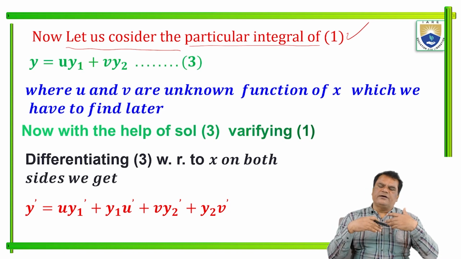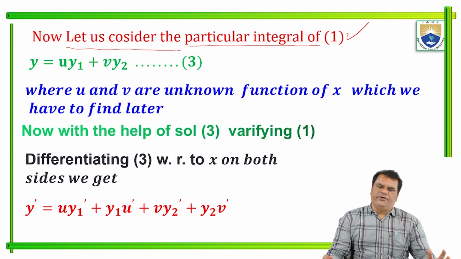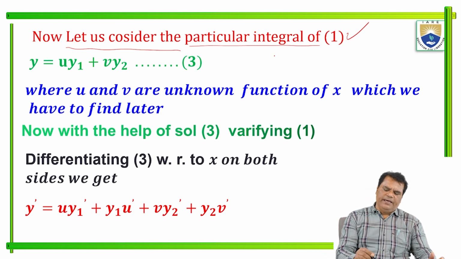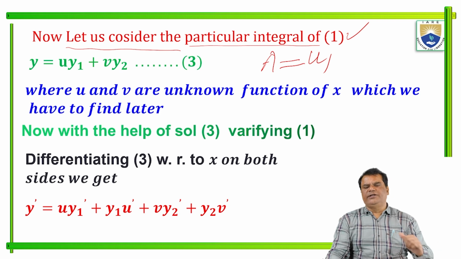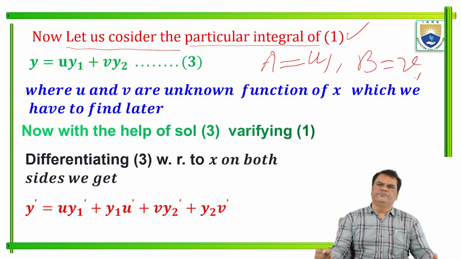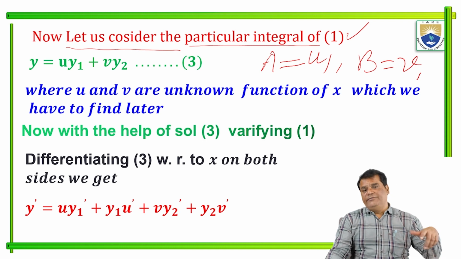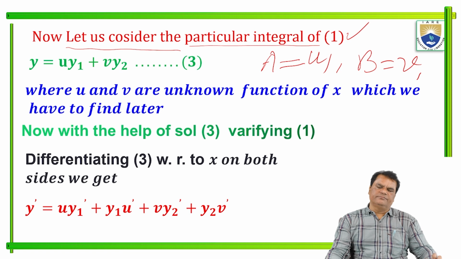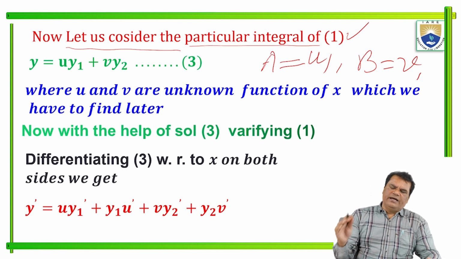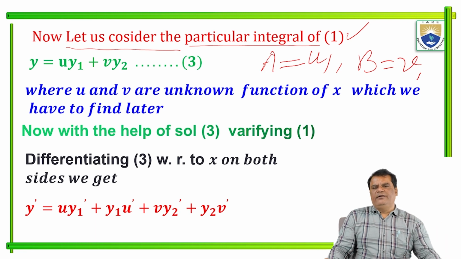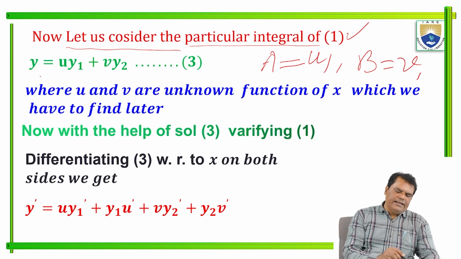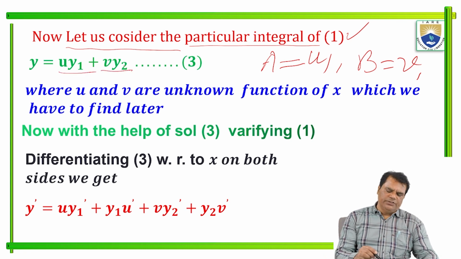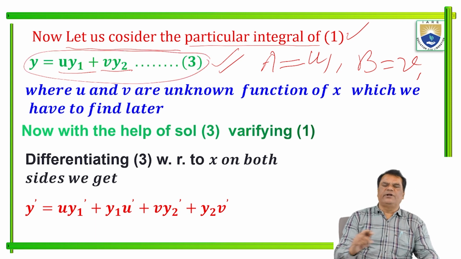Now we want to find the particular integral of the given differential equation. So we change a, an arbitrary constant, into u, a function, and b into v. u and v are functions, while a and b were constants; constants are converted into functions. Now u and v are functions and y1 and y2 are solutions of the given differential equation. So we combine the functions and solutions and get y equals u y1 plus v y2. This is equation 3, the particular integral.